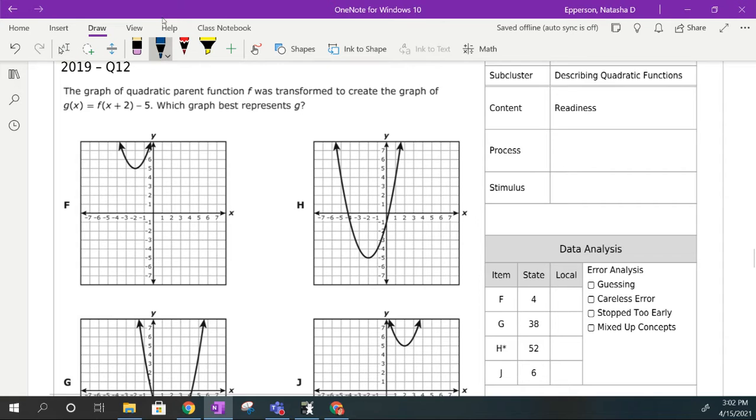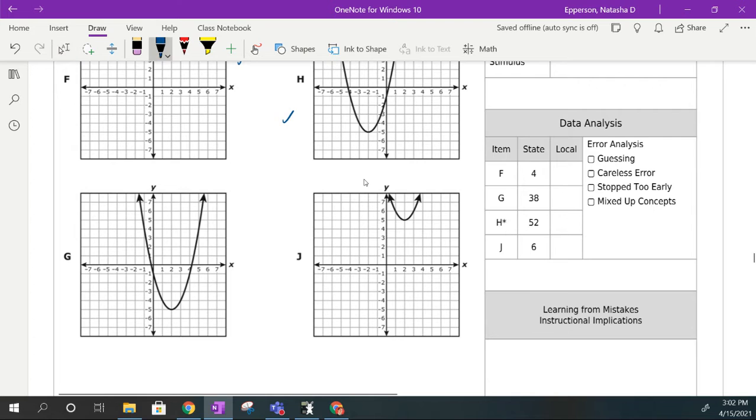As soon as you see parentheses, that is a horizontal shift. And since that's plus 2, it's going to be opposite. So that would be a horizontal shift to the left. Okay, so I'm going to look at any of these graphs that go to the left. F goes to the left, H goes to the left, G and J go to the right. So G and J are out.